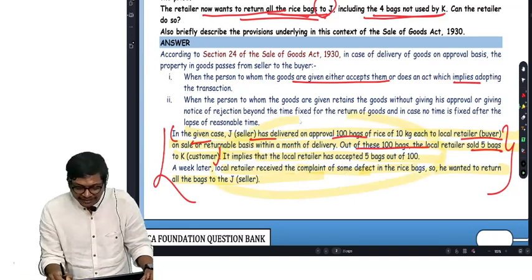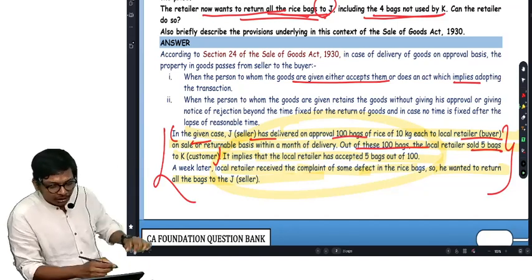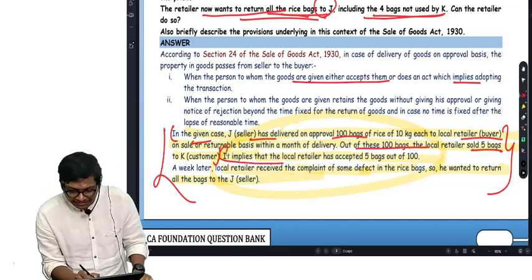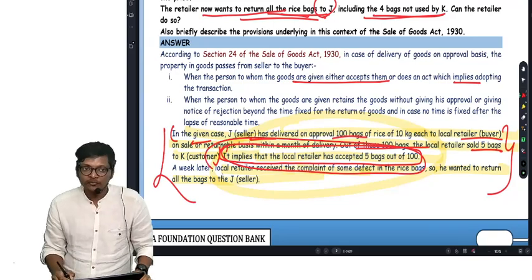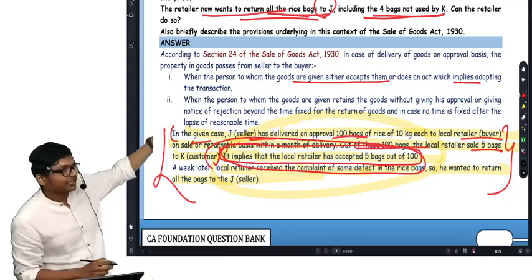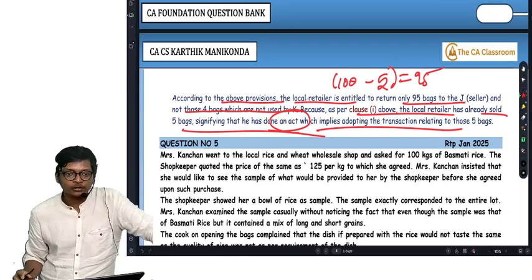This is full of facts, but see, in the middle of the facts he has put one point. It implies that the local retailer has accepted the 5 out of 100. This is that point connecting with the provision. Therefore, according to above provision, he can return only 95.